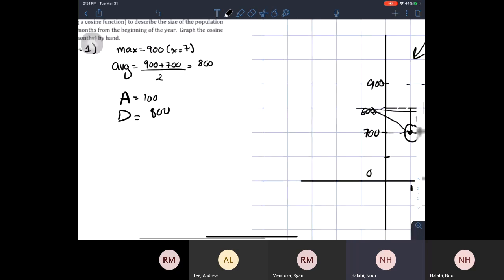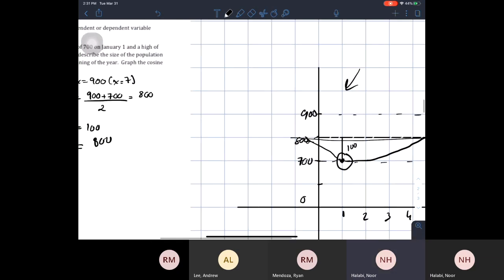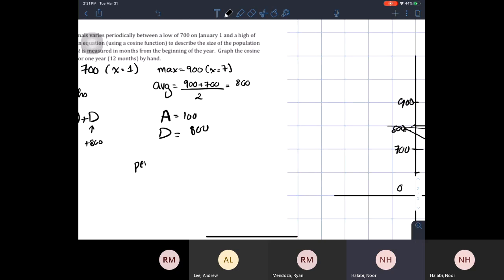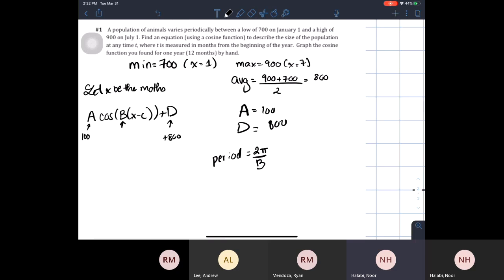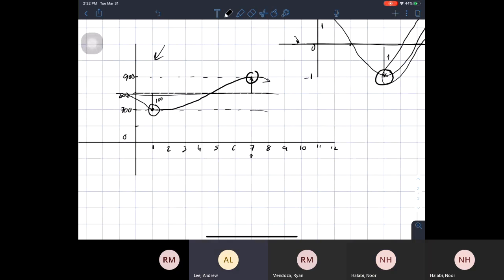Now we need to figure out our period. So obviously a year, 12 months. So our period is denoted by the equation 2 pi over b, which is our b right here. It's gonna be 12 because we have 12 months. Wait, hold on. Go back to the graph. Make sure that the period is for the graph itself.